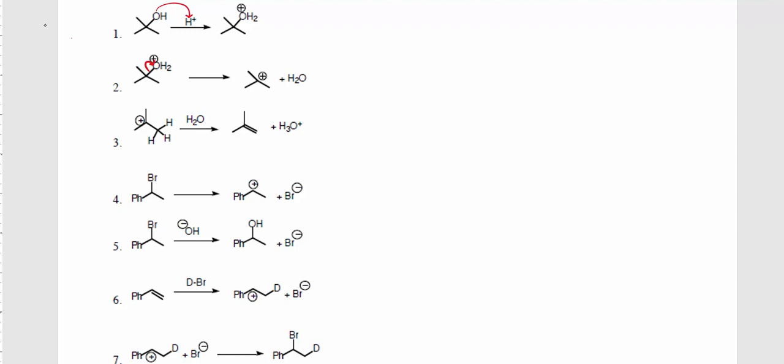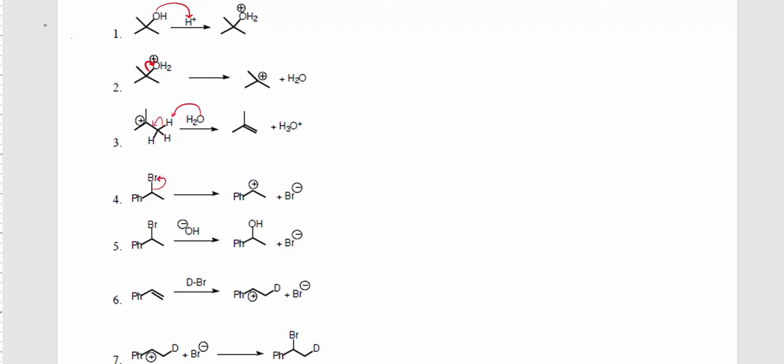For number 3, analyzing that we're going to have a new pi bond being made, that means one of these hydrogens must leave. So the water is going to remove a hydrogen, and we will drop a new pi bond in there in order to satiate that positive charge. That also makes the hydronium ion, which is also the other product. In number 4, we're going to break our carbon-bromine bond in order to make our carbocation and our bromide.